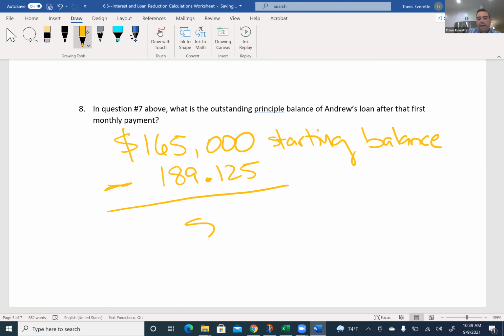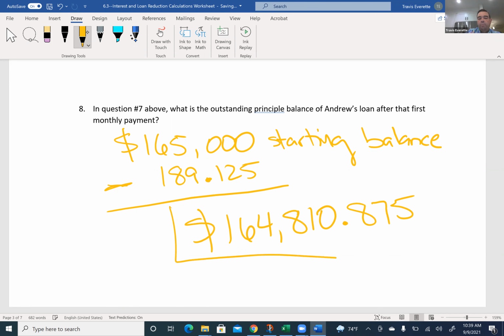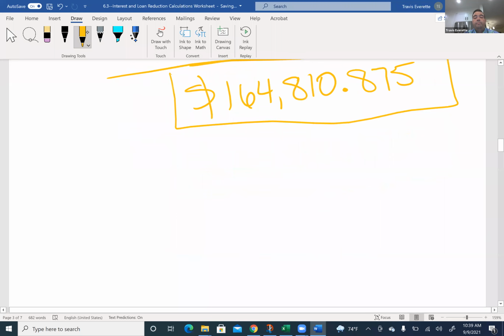Looks to me like after that payment, Andrew is going to owe $164,810 and about 87 or 88 cents. Either number is perfectly acceptable. That's after that one first payment. Okay.